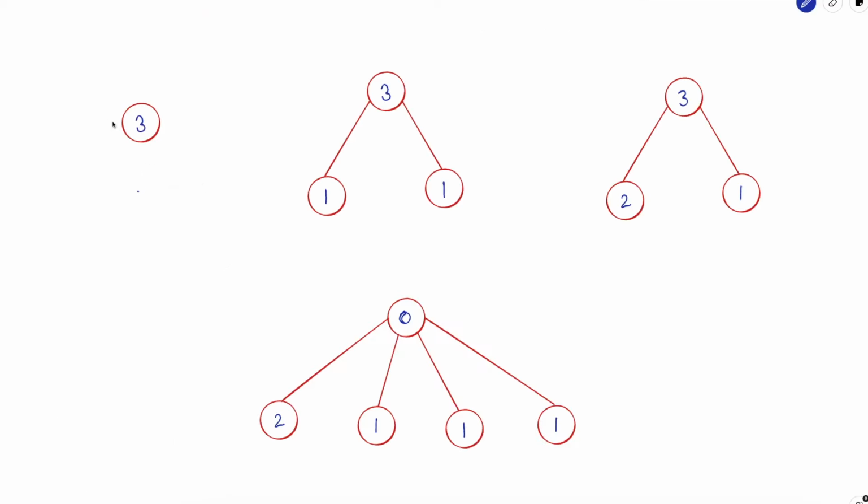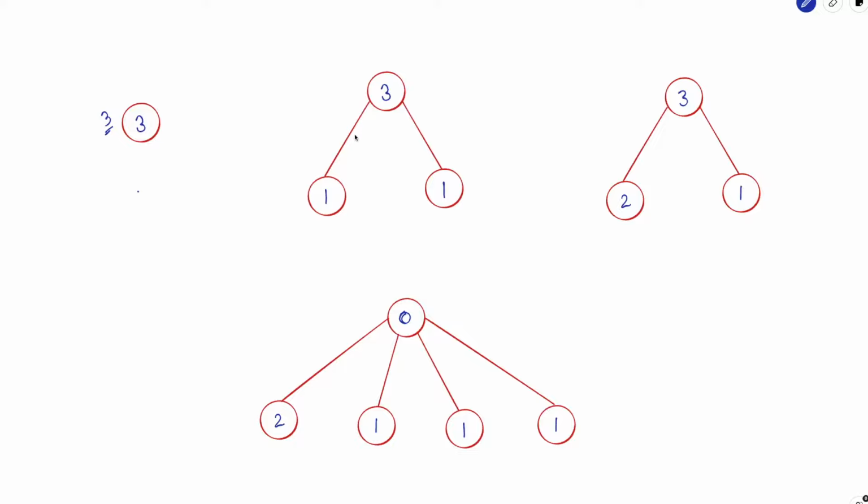Good. Now this is the tree. The root node has value 3. The child nodes have values 1 and 1. So this is the second simplest tree you can imagine, right? Now in this case, what is the total sum you can have?